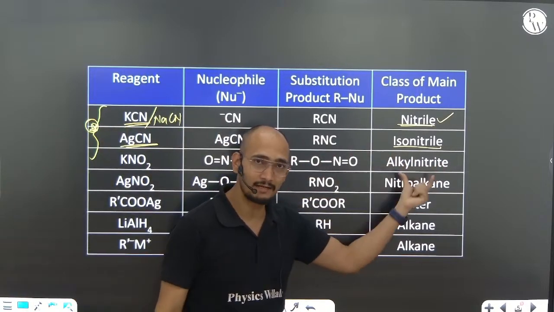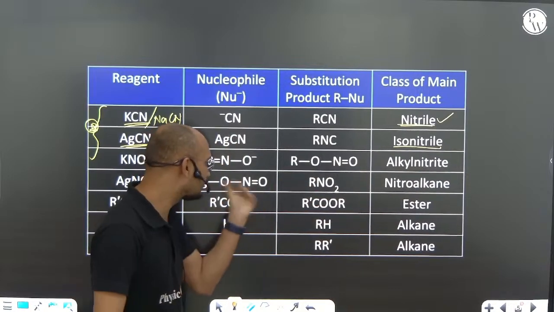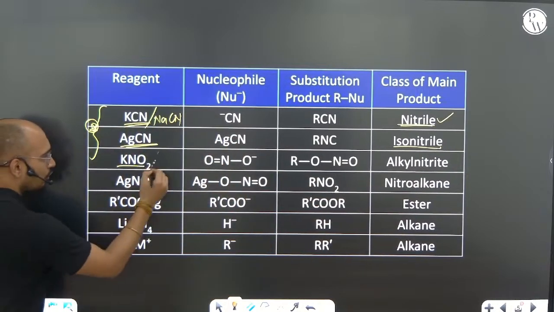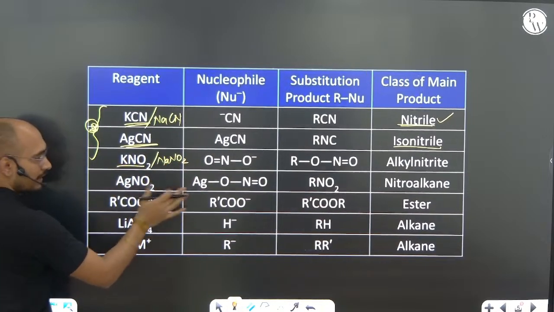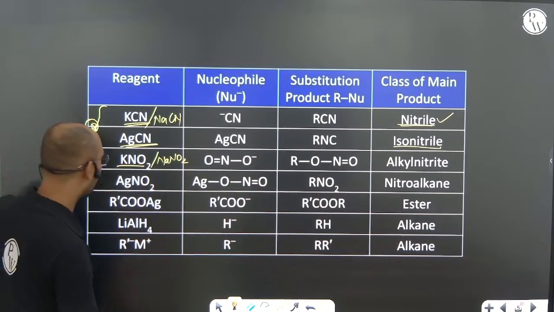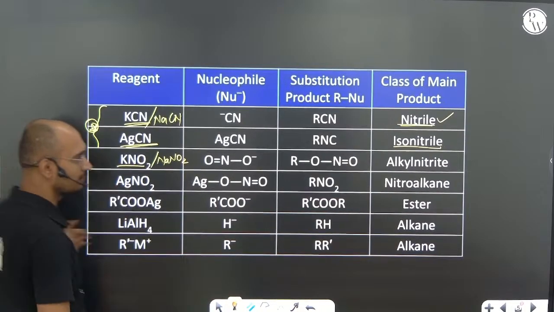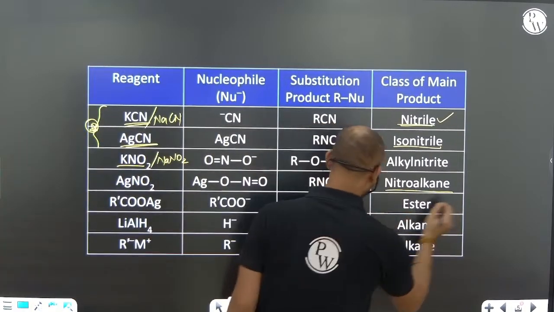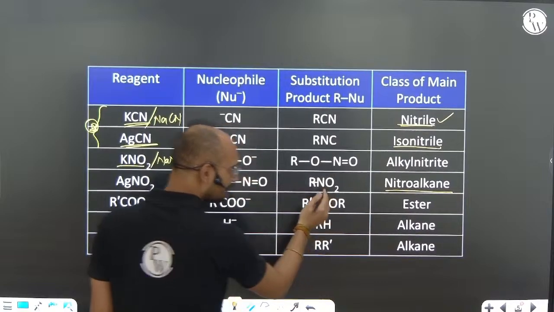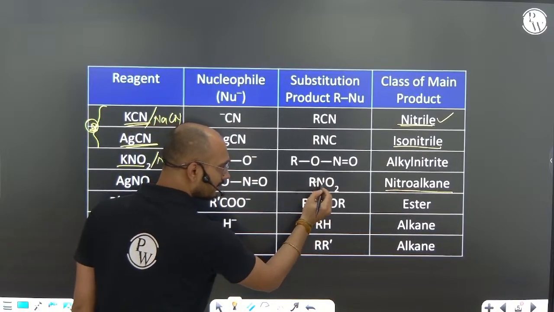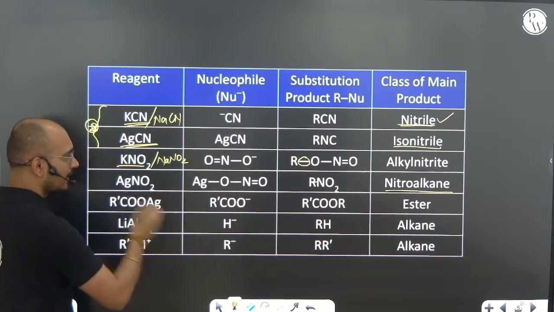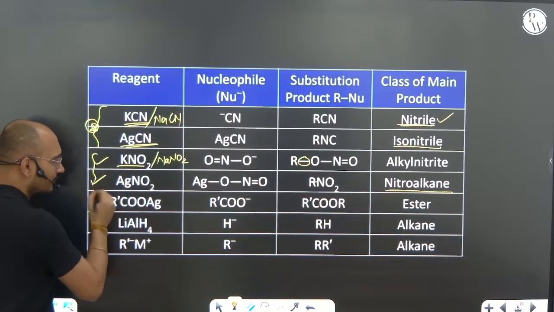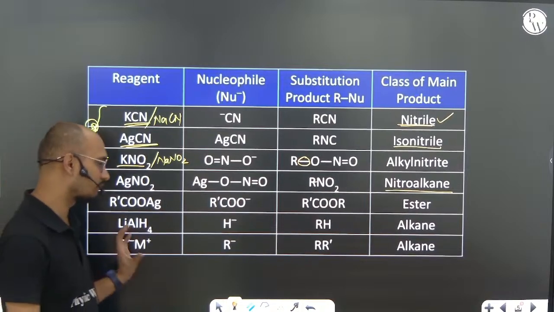What will you call this? Nitrite. But if you take KNO2 or NaNO2, there will be a different product, while if you take AgNO2, it will be a different product. If you take AgNO2, it will be a nitroalkane. So here the bond will be formed through the nitrogen, while in the other case the bond will be formed through the oxygen, so it will be alkyl nitrite. Okay.